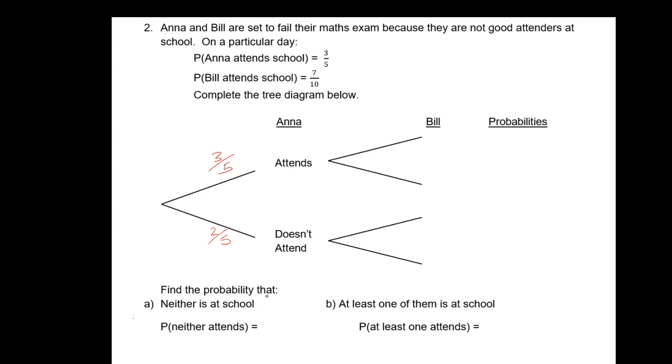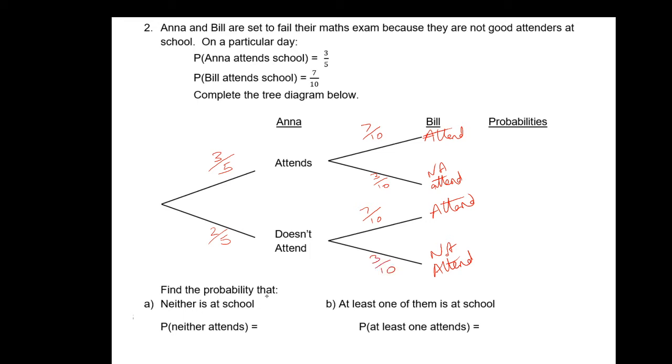Okay. Bill then. Bill, he could attend or not attend. And then he could attend or he could not attend. Okay. So, probability that Bill attends school is 7/10, which is 70%. That's slightly better, which means the probability he doesn't attend is 3/10. And that's the same, as I said, if it's independent, it's the same for both.